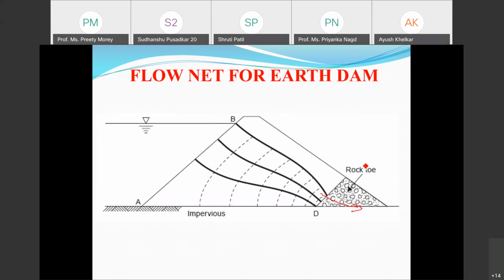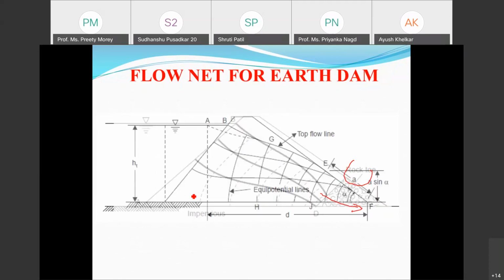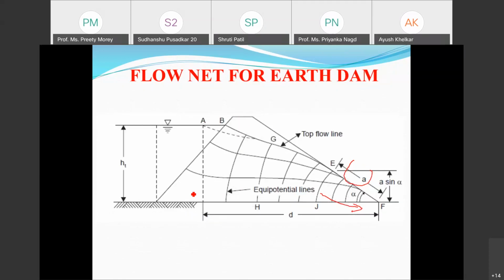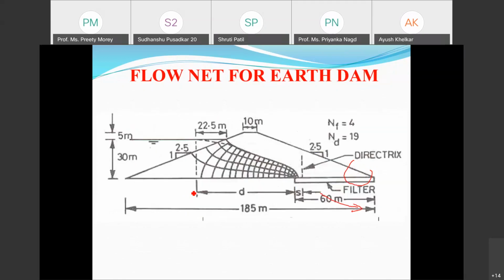So this rock toe we are providing here to support the foundation. So we try to put all this into the rock toe so that the drainage will take place properly. So once I draw this flow net, I can calculate the seepage to the foundation or body of the dam. Okay. So depending upon the type of the dam, the flow net will change.